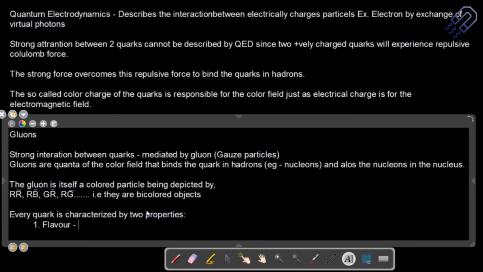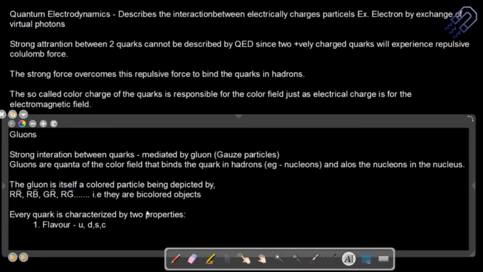If you consider up, down, charm, strange, top, bottom, all of these are flavors. So every quark is characterized by flavors. I'm just giving you an example, not the full list. And the second one is color. Every quark is characterized by color, so we have R, G, and blue.